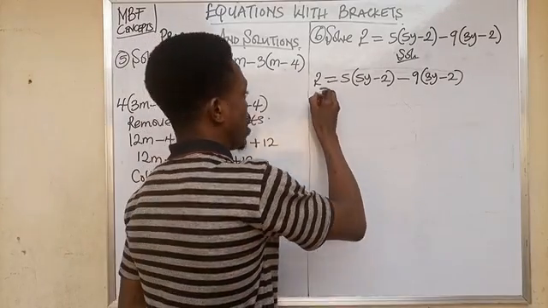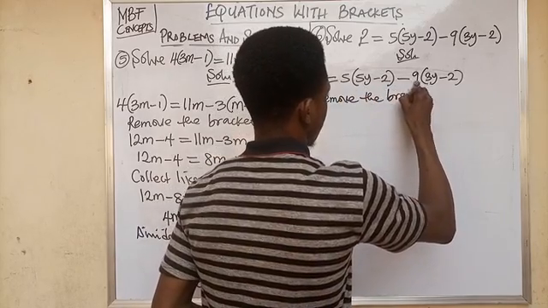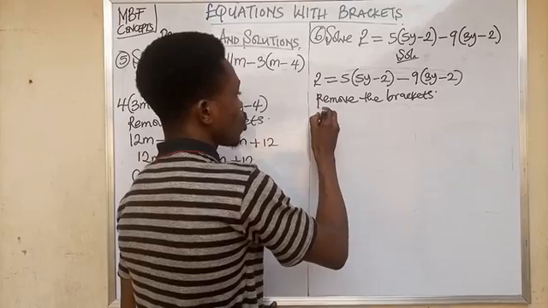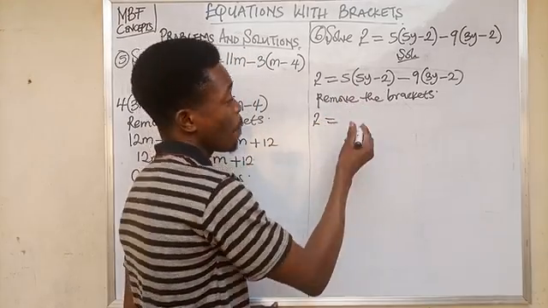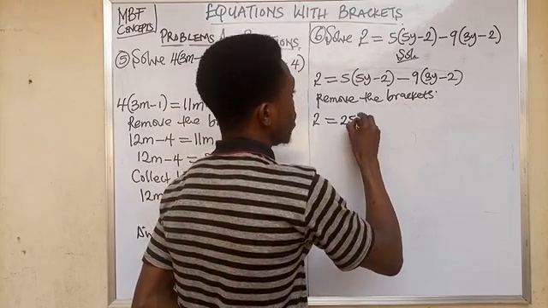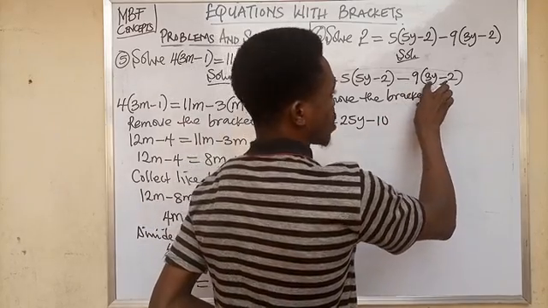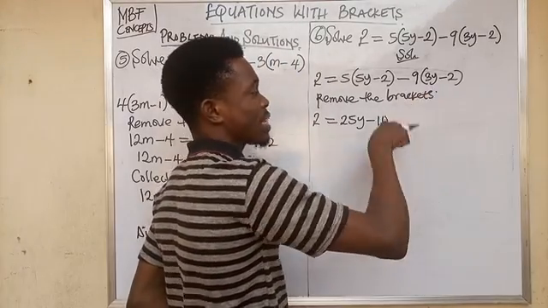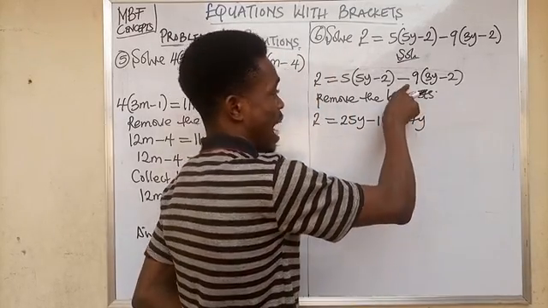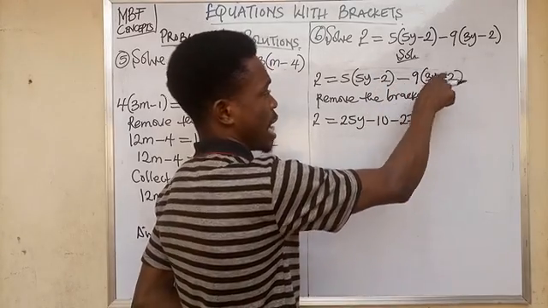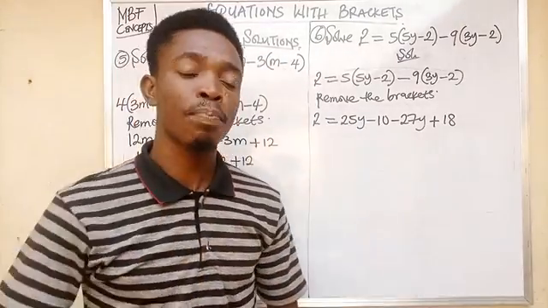Now, let's do that. Remove the brackets. Guys, so first we have 2 at the left hand side is equal to 5 times 5y, we have 25y. 5 times minus 2, we are going to have minus 10. Now, minus 9 times 3y, we are going to have minus 27y. And minus 9 times minus 2, we are going to have plus 18. Guys, don't forget this, that minus times minus is plus.